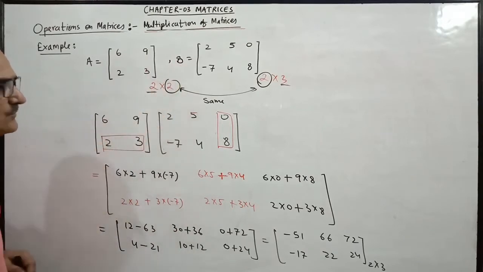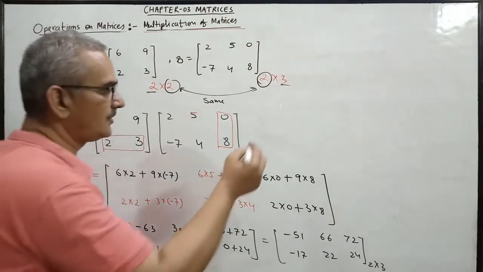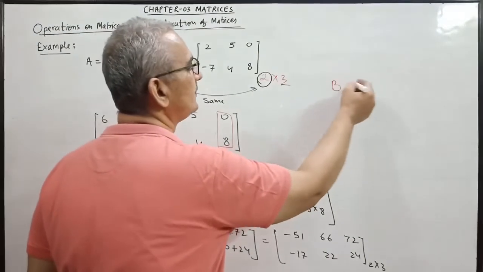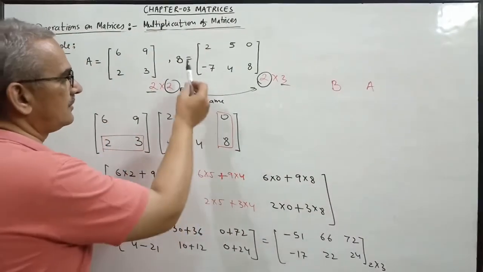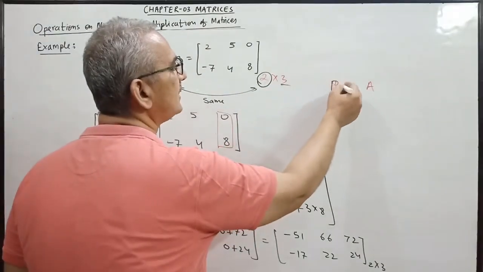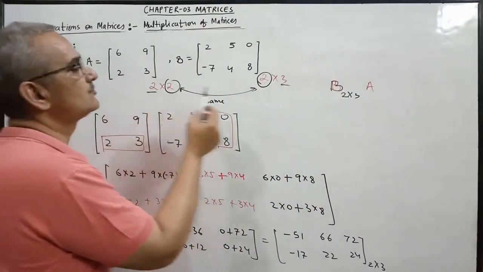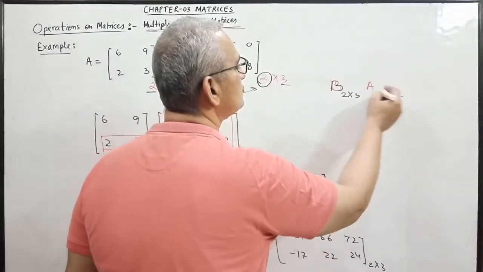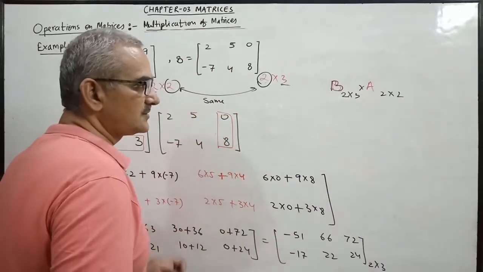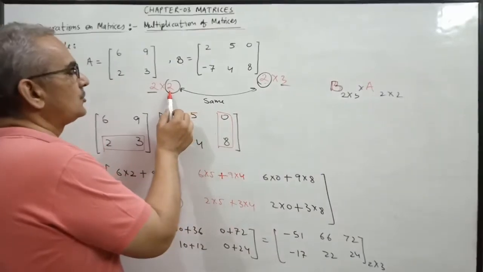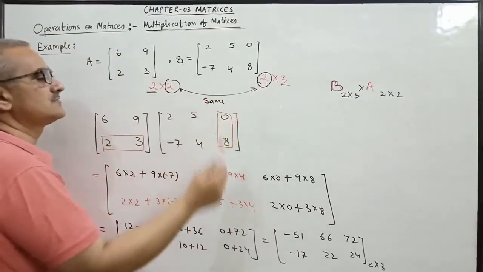Now let's see in the same question whether you can multiply matrix B with A. Now what is the order of matrix B? The order of matrix B is 2 by 3, and the order of matrix A is 2 by 2, and we want to multiply. Now to multiply this, what's the rule? The number of columns of the first matrix should equal the number of rows of the second matrix.